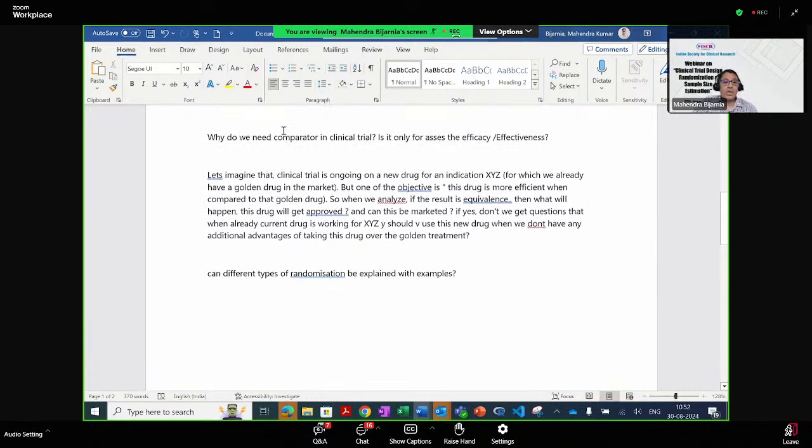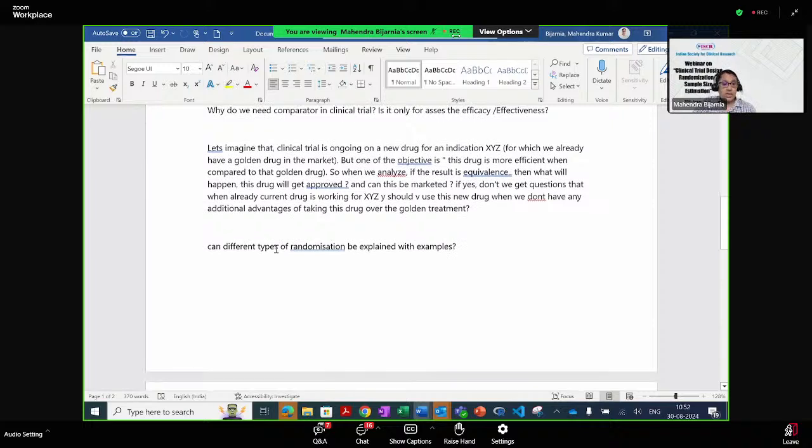Yeah. So, the need for a comparator in a clinical trial. As I mentioned, the ICH guideline you can refer to talks about the selection of the control, and that will provide you more detail. This is a very interesting question.